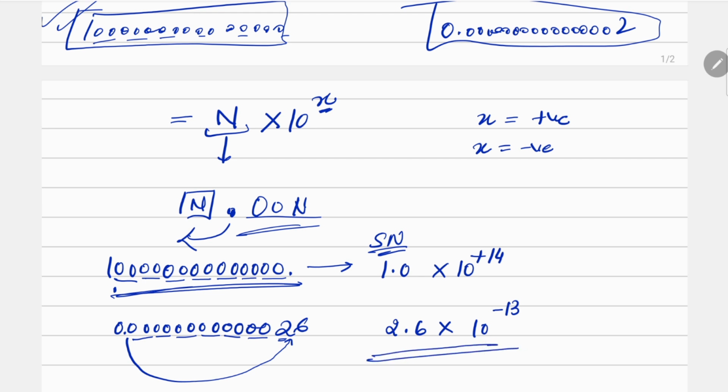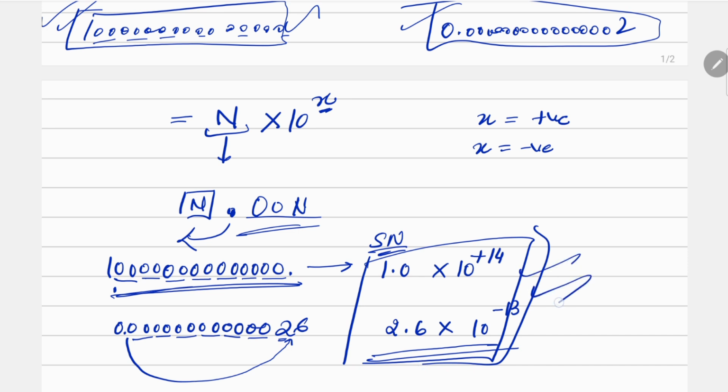And what is the significance of scientific notation? The significance of scientific notation is that we are writing extremely large and extremely small numbers as measurable and easy to remember numbers. So that is the only thing we are doing over here.